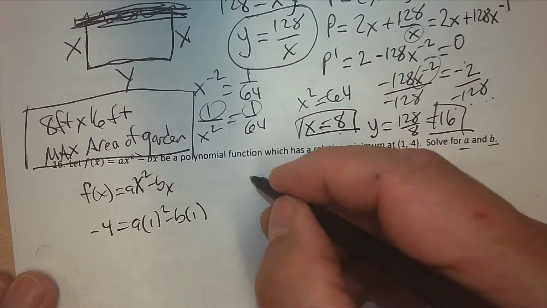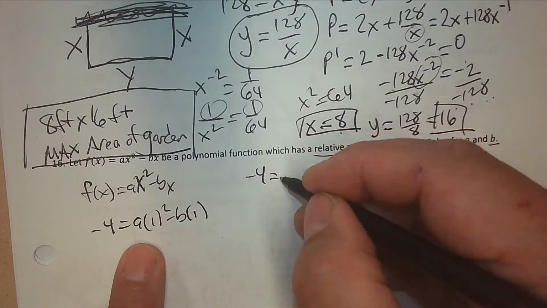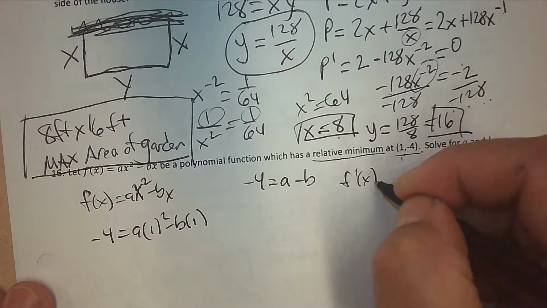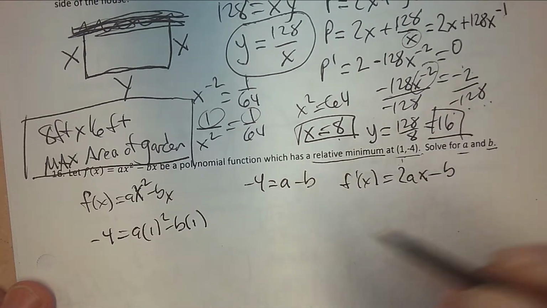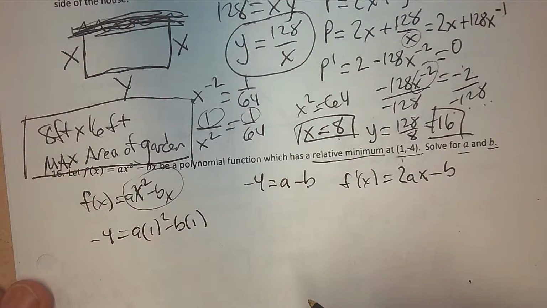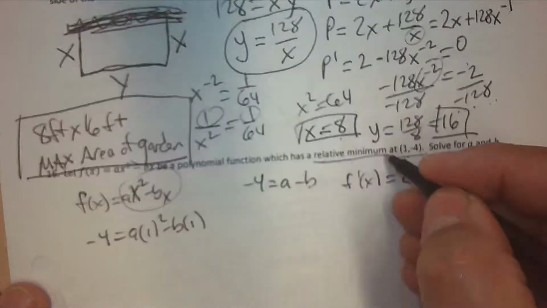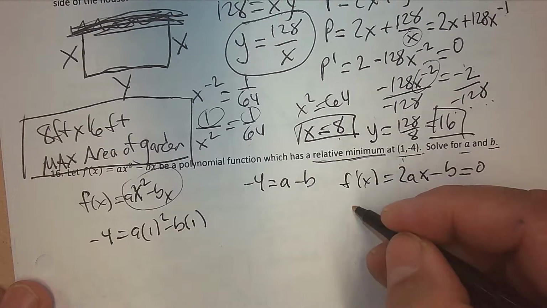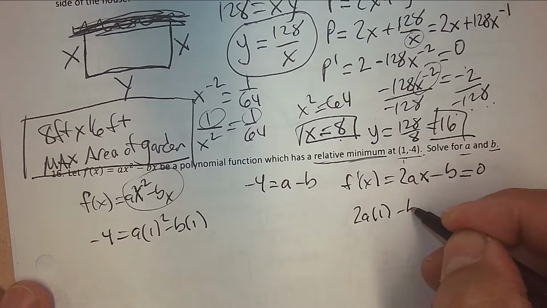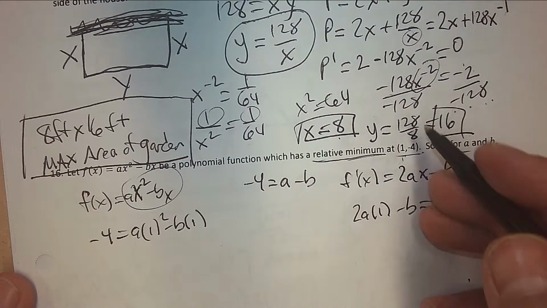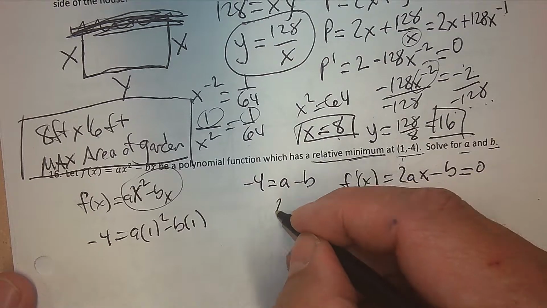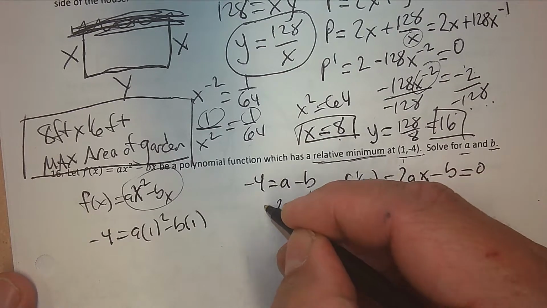I'm going to simplify it. So negative 4 equals 1 squared times a negative b times 1. So we have 1. We're also going to take the derivative. So I get 2ax minus b, take the derivative, power rule. A and b are constants. Make it equal to 0 because it's a relative minimum. Again, I'm going to plug in, this time I only need the x value. So x is 1, so I'm going to plug in 1. I don't need the y value in this case, so just the x coordinate after you take the derivative. Simplify it, 2a times 1 and negative b, and that's equal to 0.